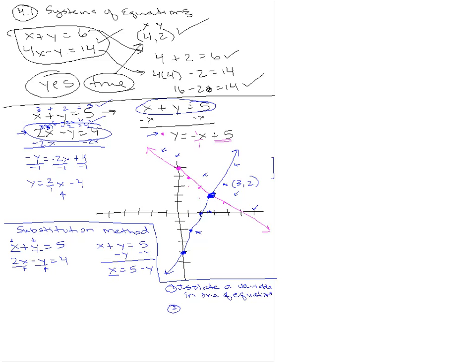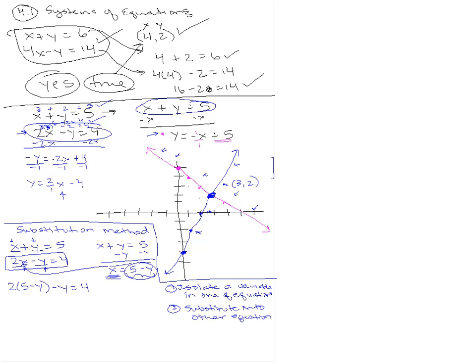Now, once you've done that, substitute into the other equation. Meaning, if x is now 5 minus y, then in this equation, wherever there's an x, I'm going to write 5 minus y. I substituted this into the other equation. Now I can solve because I only have one variable.